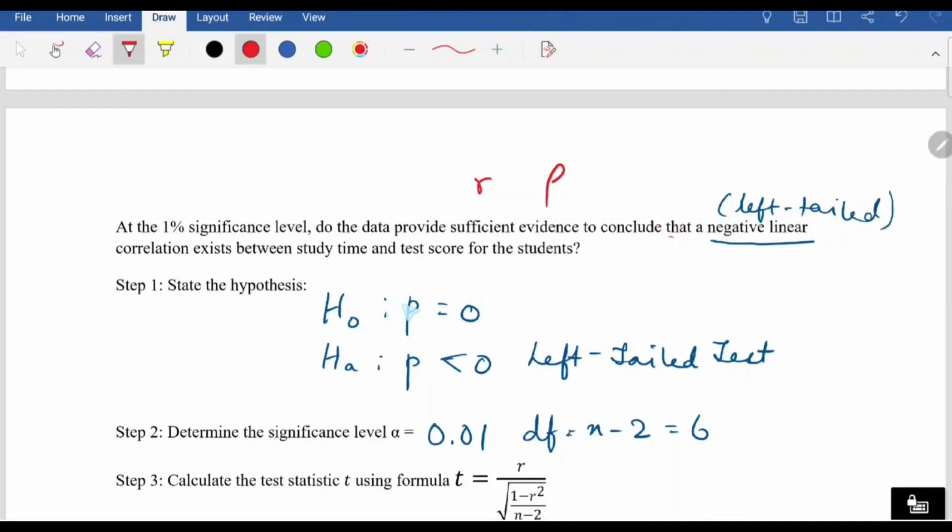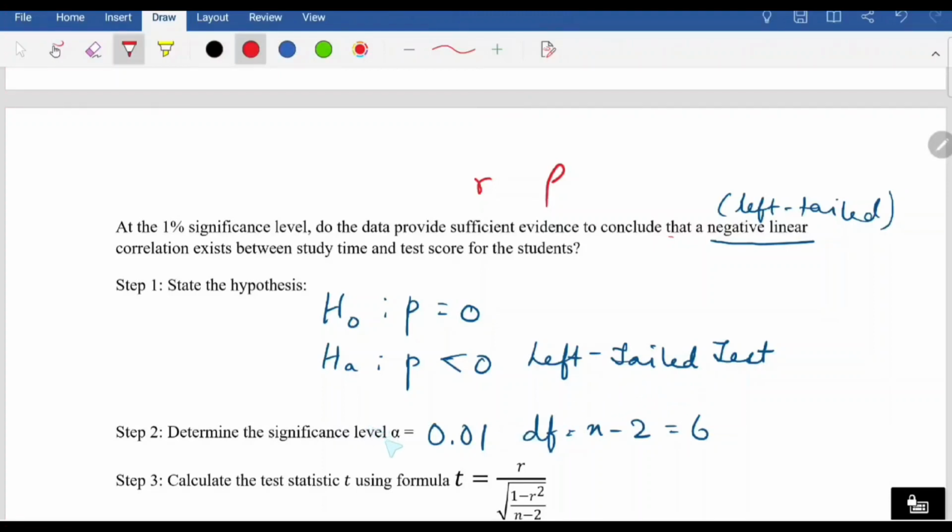So the null hypothesis is going to state that there's no correlation between X and Y values, the study time and test score. And the alternate hypothesis states that rho is less than 0, a negative linear correlation, which is what the question is asking us to test. Therefore, rho is less than 0, left tail test.